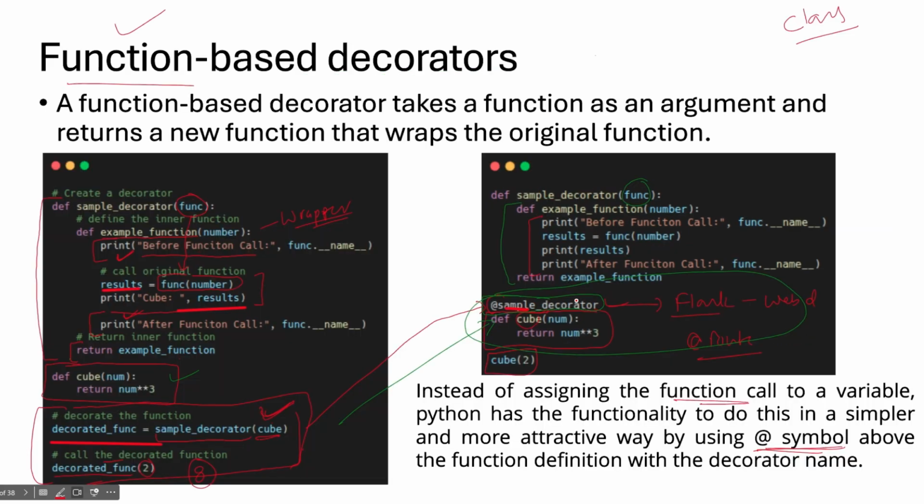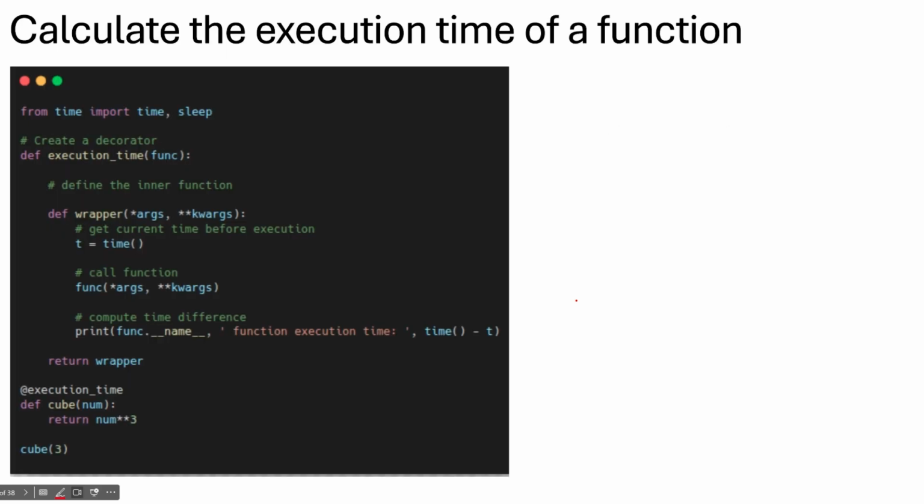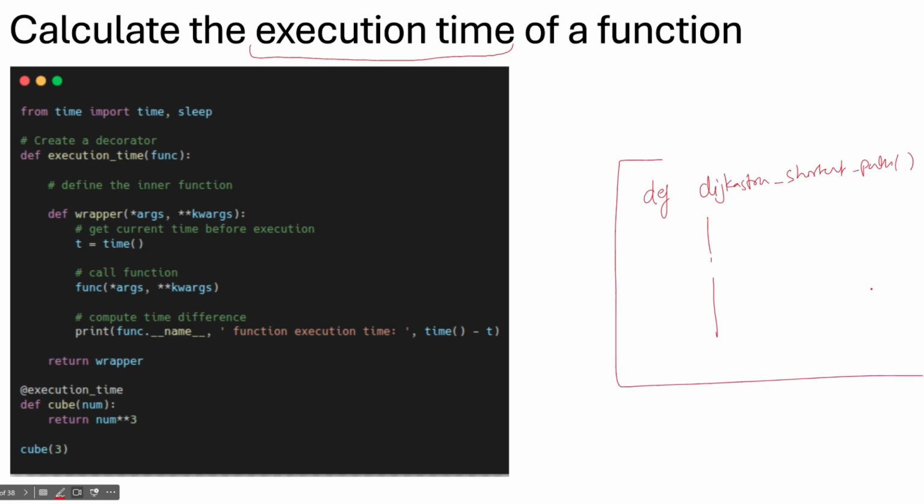Now let me show you one real life use case, otherwise you don't understand it. Suppose you want to calculate the execution time. Suppose you have created one algorithm, maybe your algorithm is Dijkstra's algorithm, right? You want to calculate the shortest path, and you want to see how much time it is taking. This is your function, and you want to calculate its time to execute.